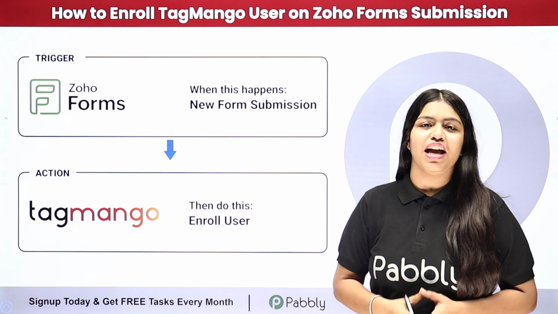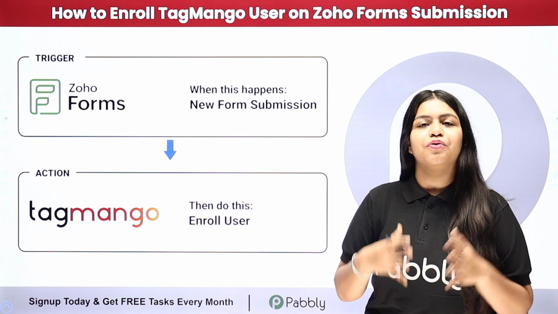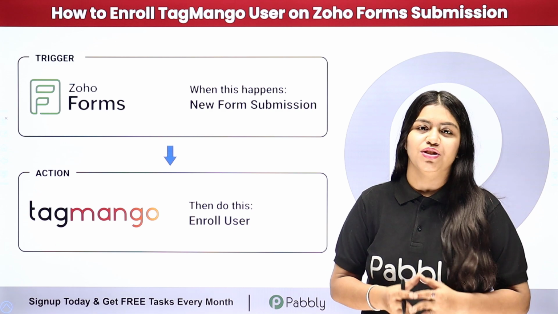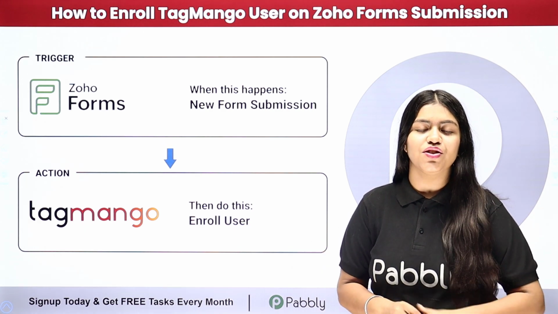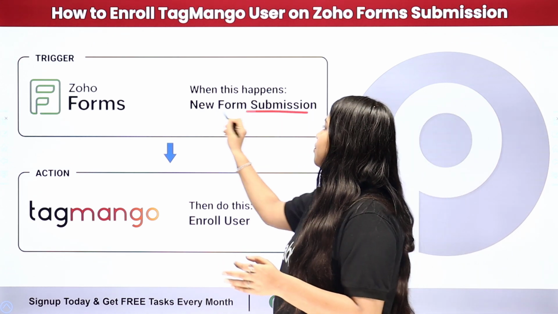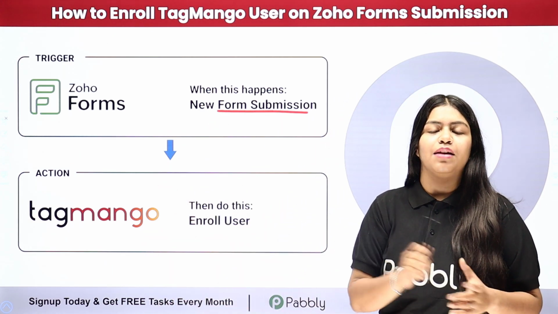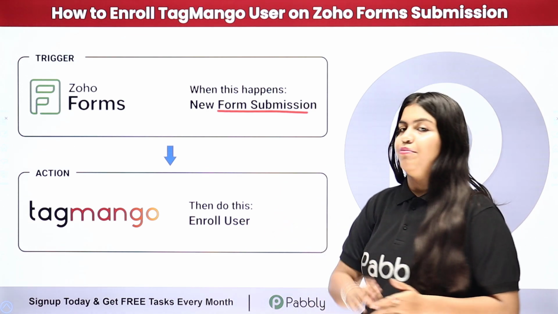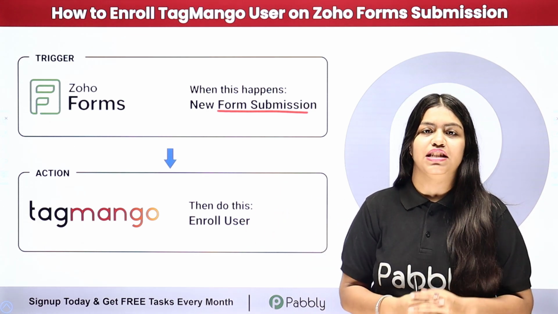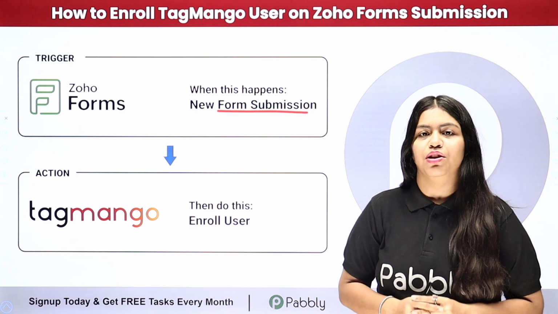So here I'm running an edutech company and we offer free courses to all our potential clients. Now what I want is that as soon as someone registers for that free course with the help of Zoho Forms, automatically with the help of the same details, a new user should be enrolled into my TagMango account too with the same details. That too without any manual effort.